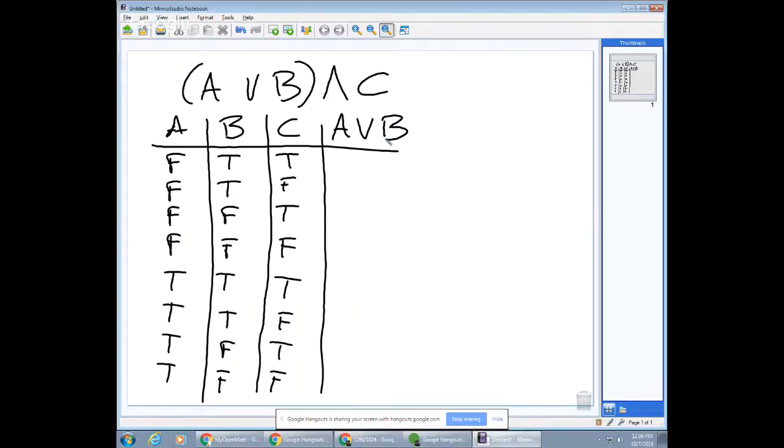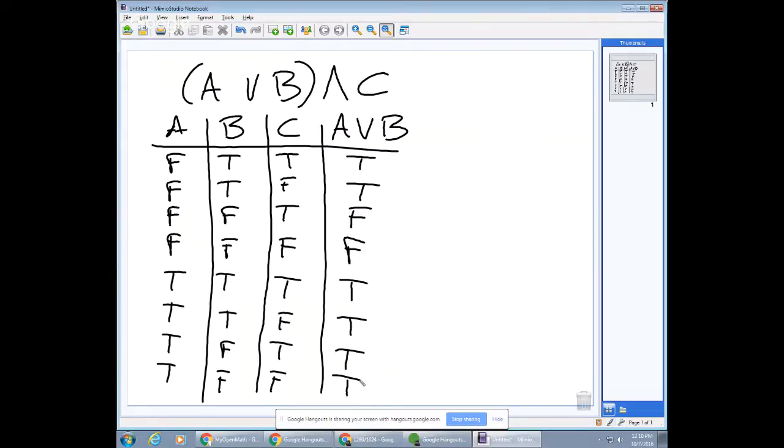So first line, that's true. Second line, true. Third line is false, false. The or is false. Fourth line, that's false, false. That's false again. And then we are true the rest of the time, aren't we? A or B is true the rest of the time, so the or is true. Moving through there. Okay, so we have the results of A or B.